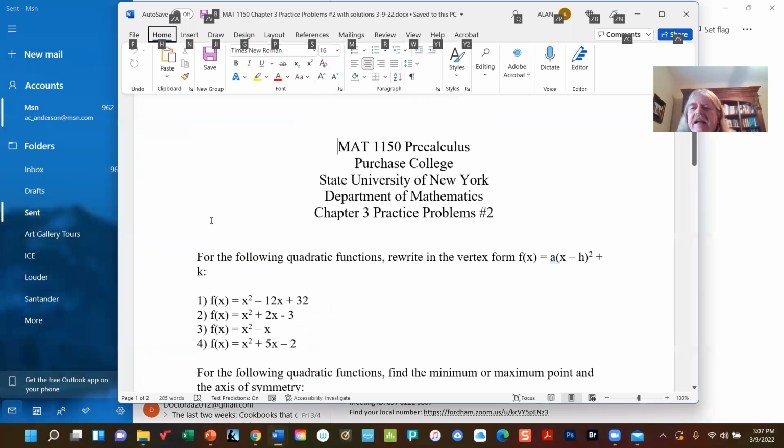Now, today, the plan is we're going to have the chapter 3 practice problems number 2, which we didn't quite finish last week. Actually, this one we didn't start. And then we're going to go over the sample midterm. And when that's done, then we can go ahead and do the rest of chapter 4 if time permits.